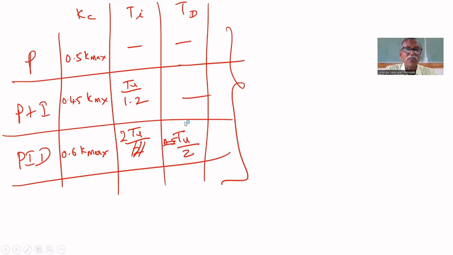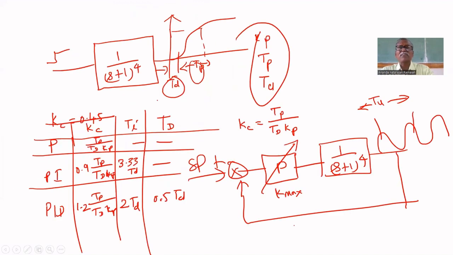For P only controller, find servo and regulatory. For PI controller, find servo and regulatory. Compare these. How to check which controller is best? For that, we have to do one measure, called ISE and IAE. You have studied integral square error and integral absolute error.